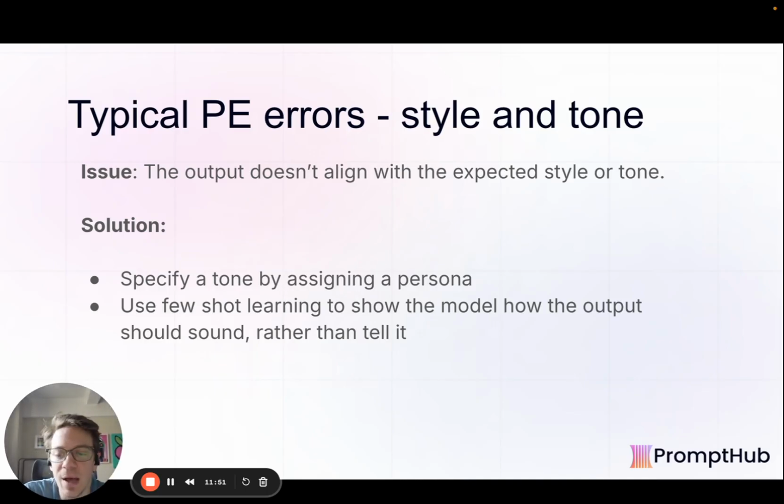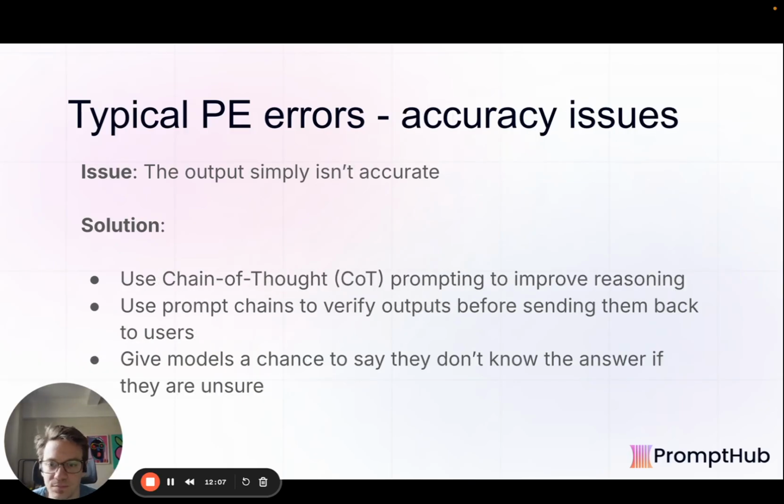Style and tone, a more challenging one to solve. We have a whole article on prompt engineering for content creation, but sometimes a persona can help here. And then again, using few shot learning for show, don't tell is a big thing that can help. And then accuracy, it's just maybe not doing the thing it's supposed to do accurately enough.